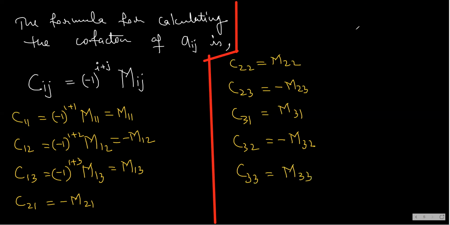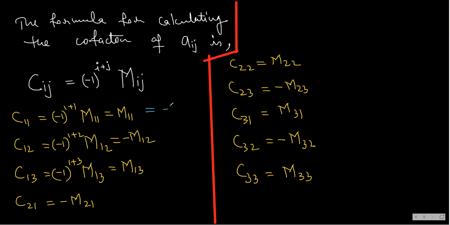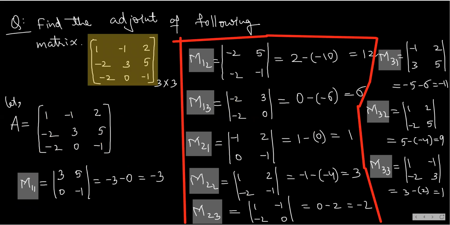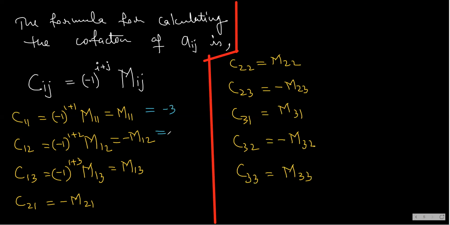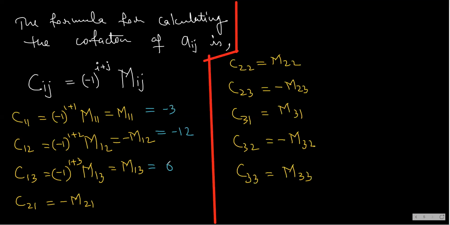Now I will write all the values. See, we have already calculated those values. M11. What is M11? M11 is -3. So write -3. Now see here, you have minus of M12. What is M12? M12 is 12. So here it will become -12. M13. What is M13? M13 is 6. So this will also be 6.